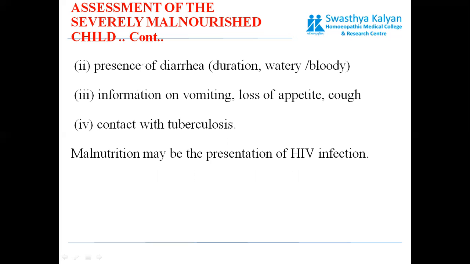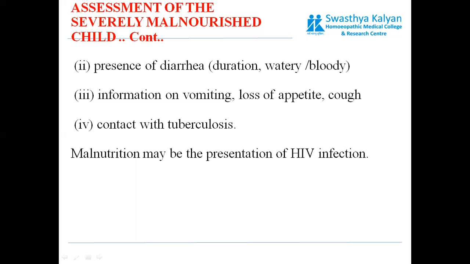Then detailed history should be obtained regarding the presence of diarrhea. That should include the duration of the diarrhea, the frequency, the number of stools the child is passing, and the consistency, whether it is watery or contains any blood or mucus. So presence of diarrhea. Then information on vomiting.